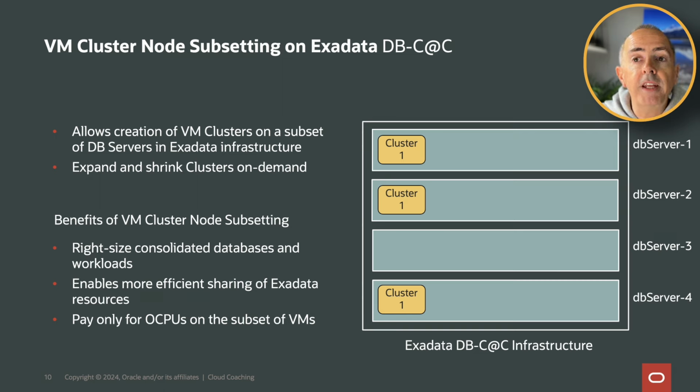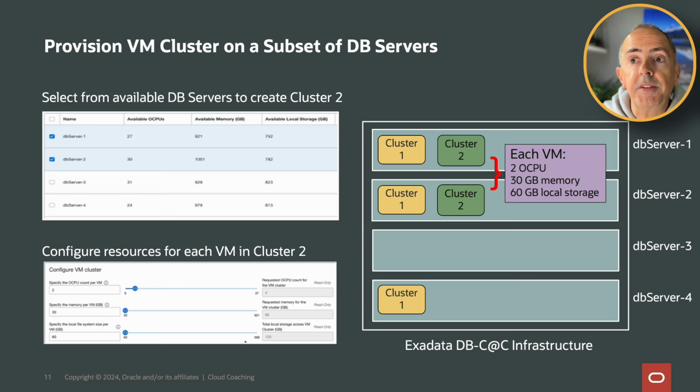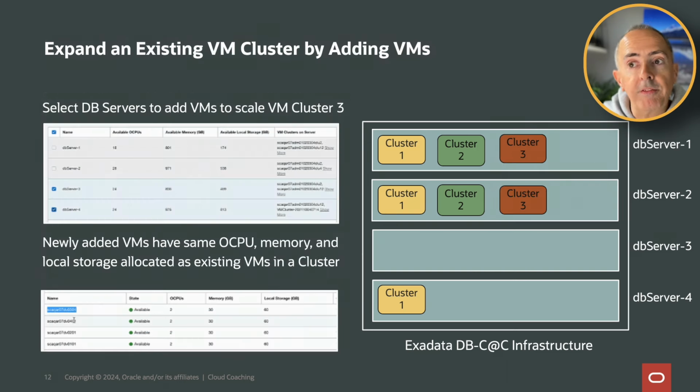So to provision a VM cluster on a subset of the database nodes, simply select from the list of available database servers, so which ones you want to use. So here we've decided to use 2 of the database servers and 2 OCPUs for each VM and 30 gigs of memory. So we end up with a 2-node cluster looking like this. Now here we have another example where we're going to expand a VM cluster.